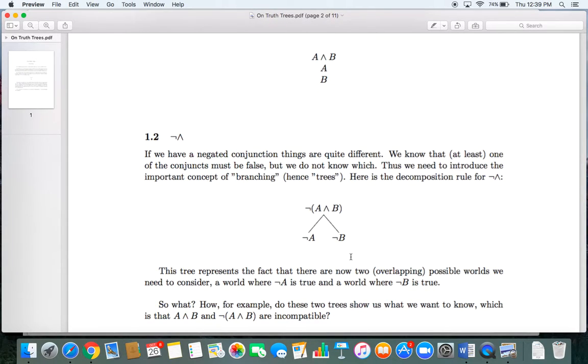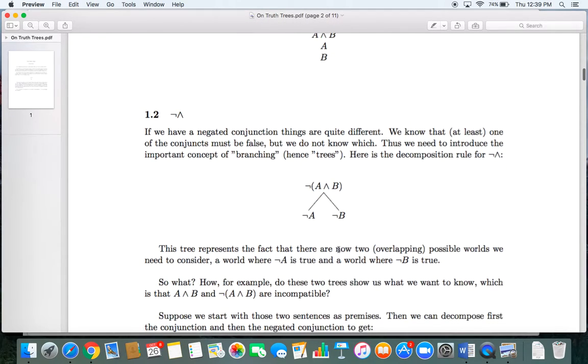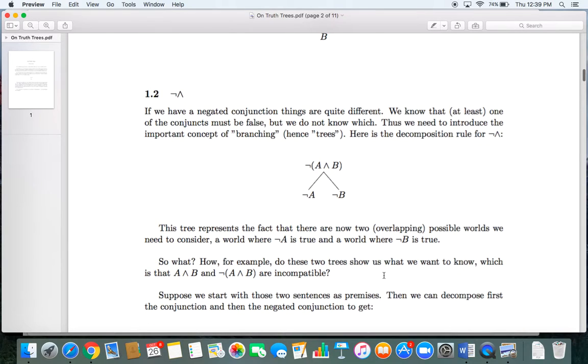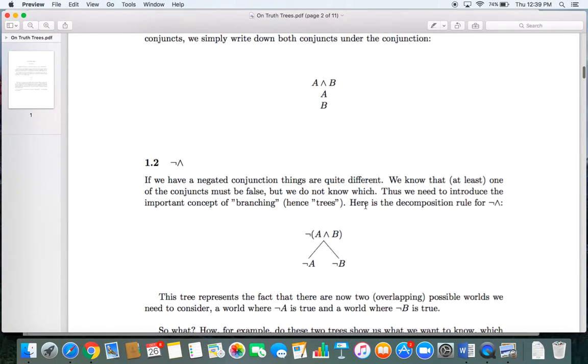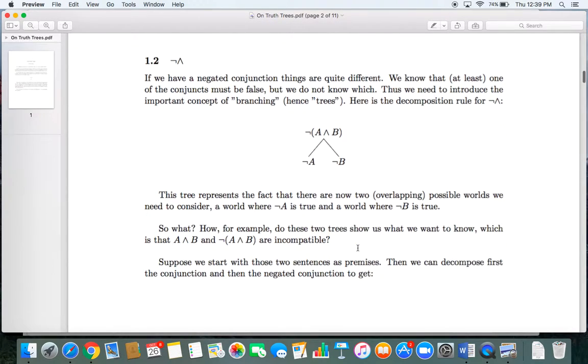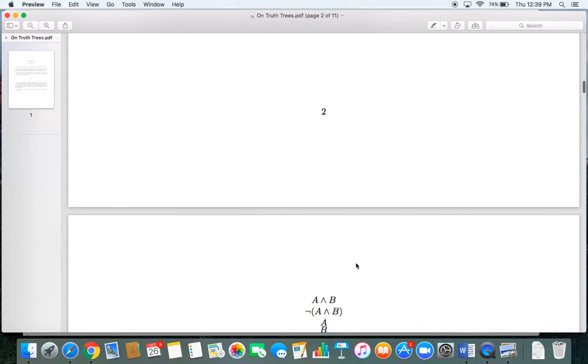Now, you might be wondering at this point, well, what does this mean? What are we doing? How does this help us show what we want to show? Suppose, for example, we wanted to show that A and B and not A and B really are incompatible. Well, if we put them on the same tree, then we ought to be able to show this incompatibility by using these rules of decomposition. So how does that work? Let's illustrate that. Here's our two sentences, A and B, and the negation of A and B.